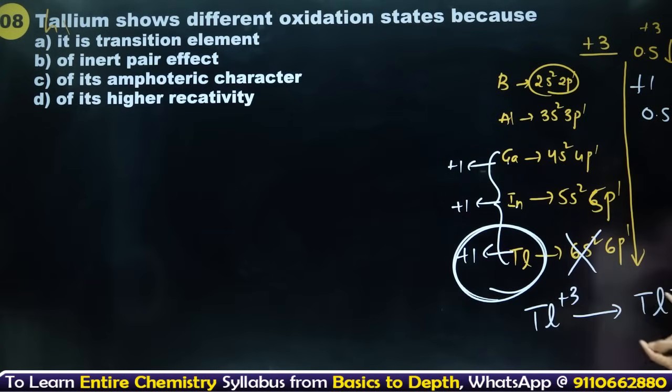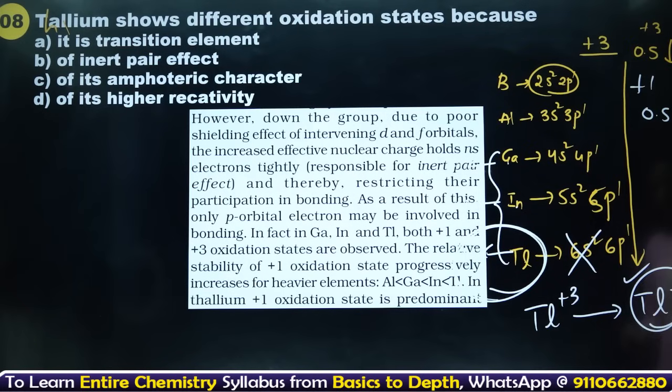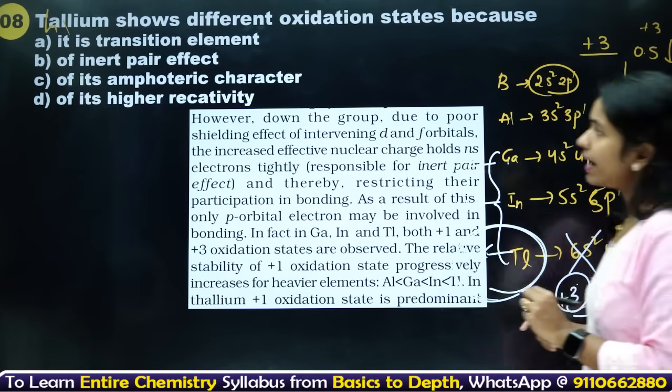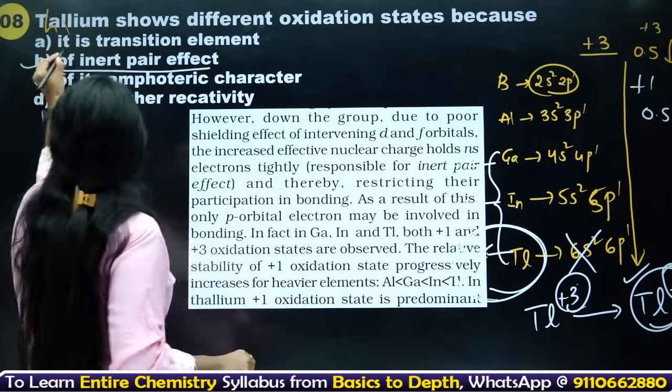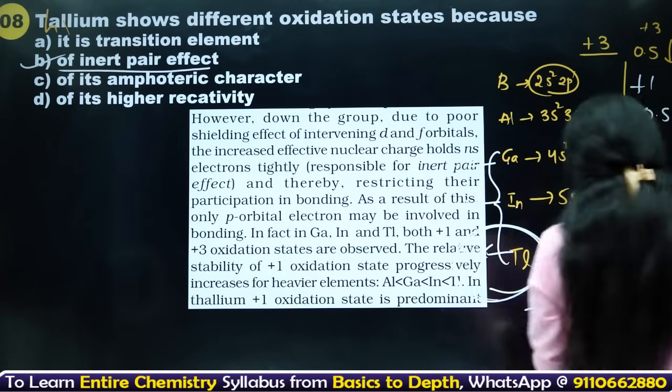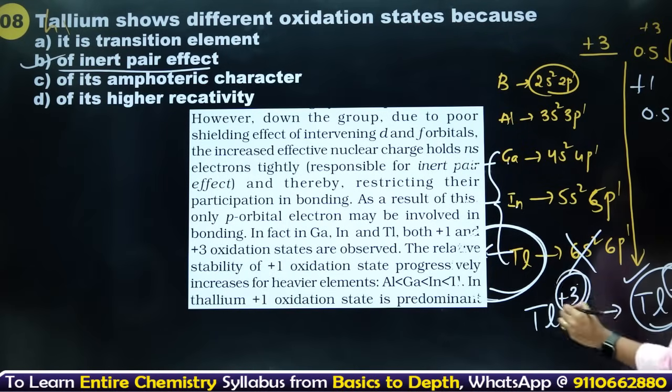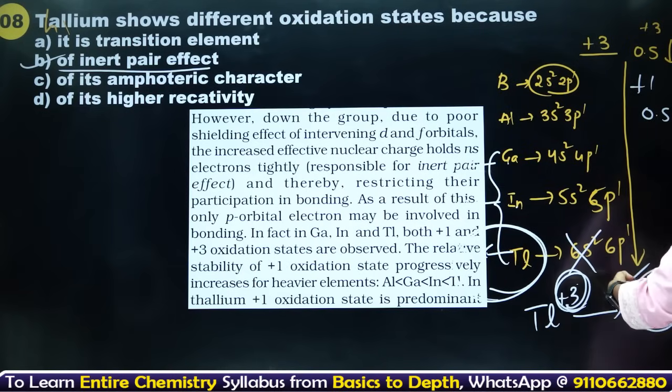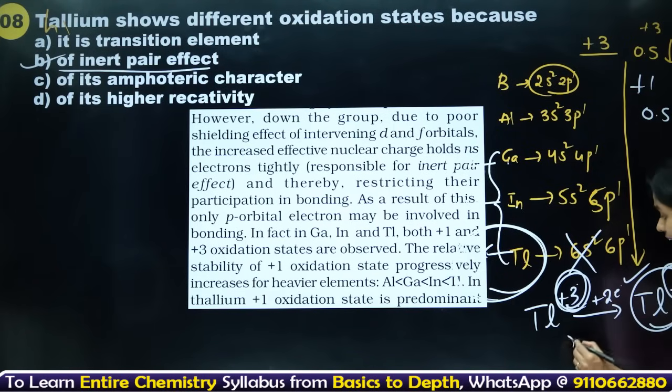So thallium +3 and thallium +1. Due to the inert pair effect, it shows +1. If you observe, it shows both +3 and +1 oxidation states. Why? Due to the inert pair effect. And one more question I want to cover. The +3 oxidation state gains electrons faster and converts into +1. How many electrons does it gain? 2 electrons.